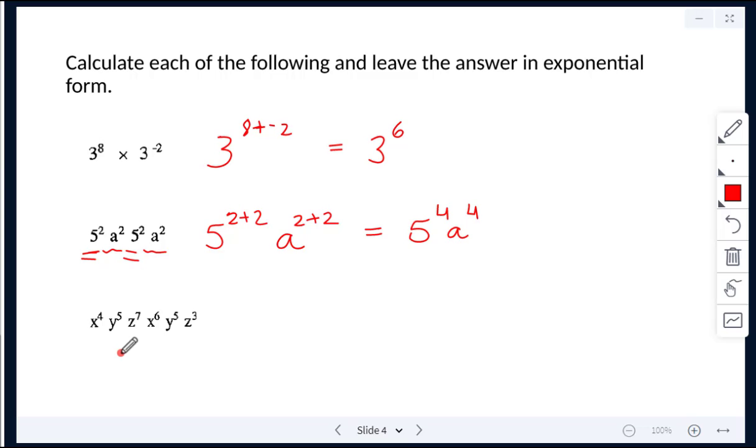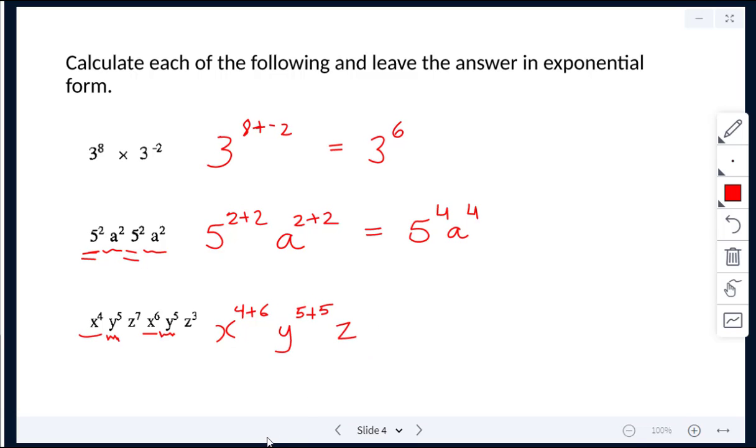Okay, and last one here we have just variables. For our bases, we have an x, y, z, x, y, z. So same thing as before. We'll start with x, and we have x to the power of 4 and x to the power of 6. So we'll add those exponents together. So 4 plus 6, and then we have y to the power of 5 and y to the power of 5, so 5 plus 5.